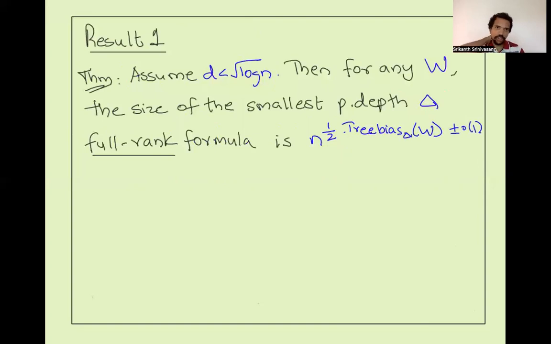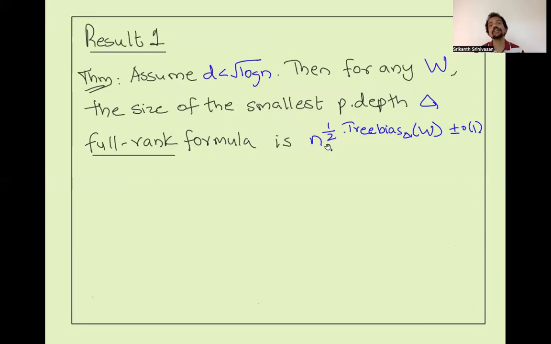All right, so the first result we prove more formally in terms of tree bias is that we show that for any W, the size of the smallest product depth delta full rank formula. Okay, so if I fix W, the size of the smallest product depth delta full rank formula is captured by the tree bias of W.